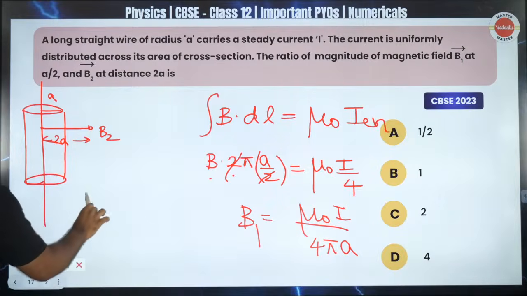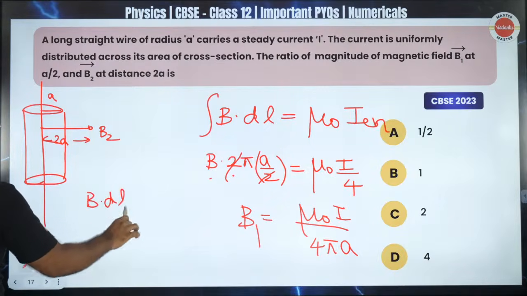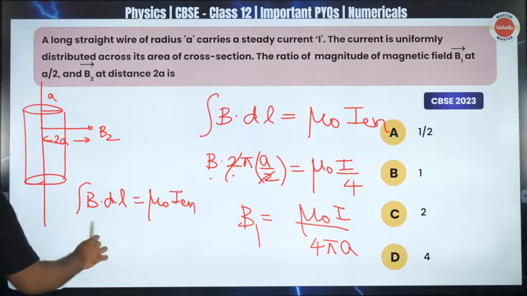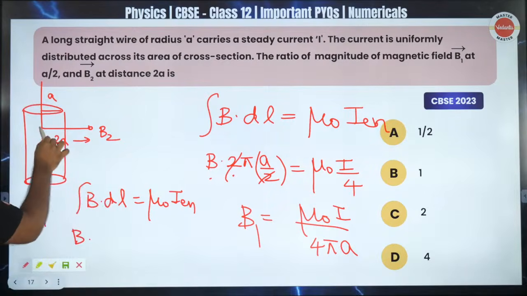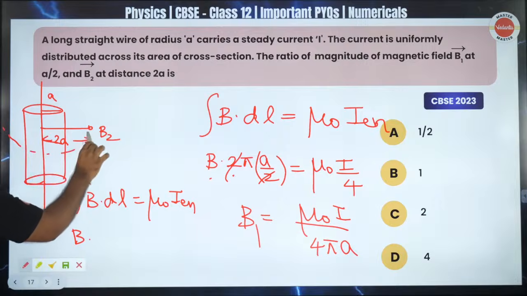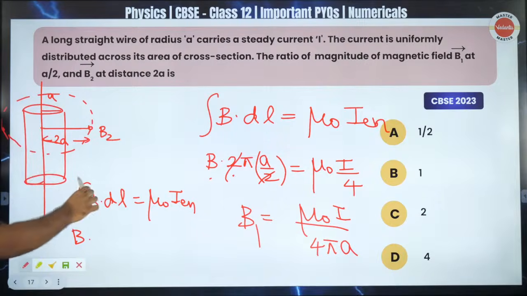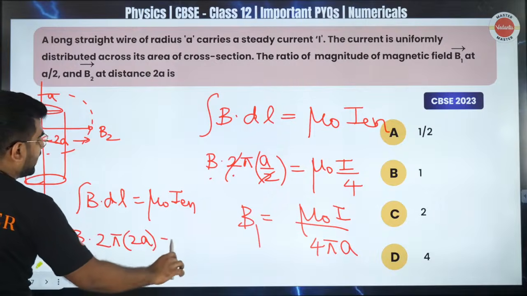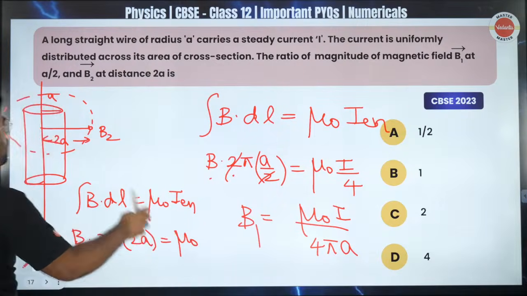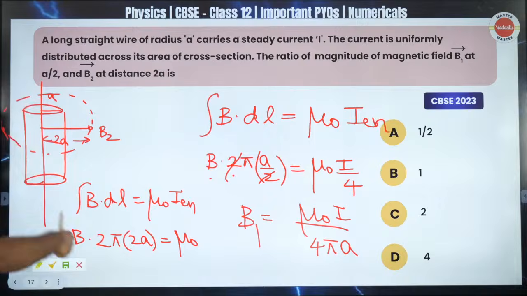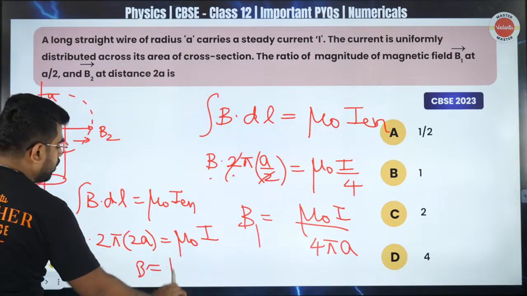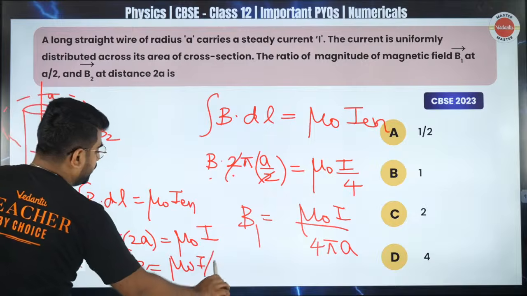Now again Ampere's circuital law. B dot dl is equal to mu naught I enclosed. dl is the circumference of the Ampere's loop that you're taking. So that will be 2 pi into R, 2 pi R is equal to mu naught into I enclosed. Current enclosed is the full current. So B is equal to mu naught I by 4A.